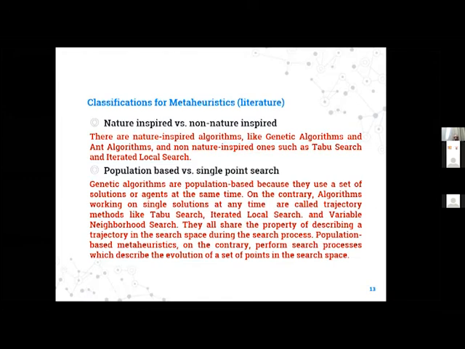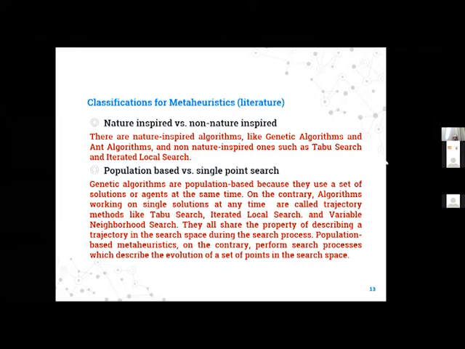On the other hand, there is another type of classification: population-based versus single-point search. Genetic algorithms are population-based because they use a set of solutions or agents at the same time. On the contrary, algorithms working on just a single point at any time are called trajectory methods, like tabu search, iterated local search and variable neighborhood search. They all share the property of describing a trajectory in the search space during the search process. However, population-based methods perform a search process which describes the evolution of a set of points in the search space.